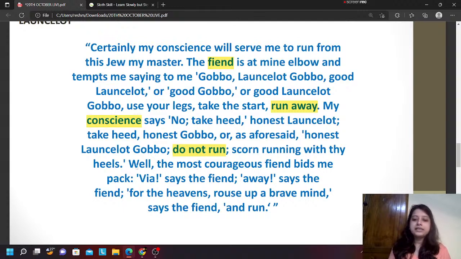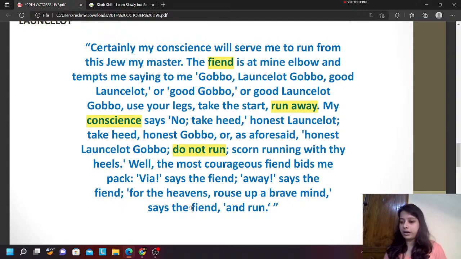Scorn running with thy heels. That means do not run with your heels. Well, the most courageous fiend bids me pack. "Via," says the fiend. "Away," says the fiend. "For the heavens, rouse up a brave mind," says the fiend, "and run." So the fiend is constantly telling me to run away. The conscience is telling me not to run away.